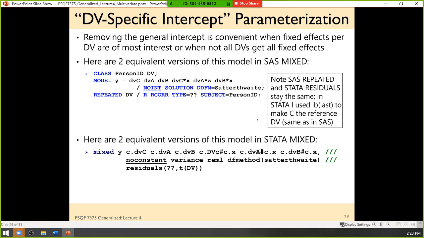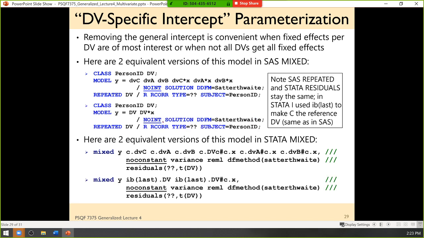If that's too much typing for you, then you can use the categorical syntax to let it make the dummy codes for you. If I type DV with no intercept, that's the same thing as getting a separate intercept for each DV. DV by X gives me the effect of X for each DV, because it understands that when I say DV, I mean the 3 internal columns of dummy codes that it made for me. And the same thing can be true in Stata.